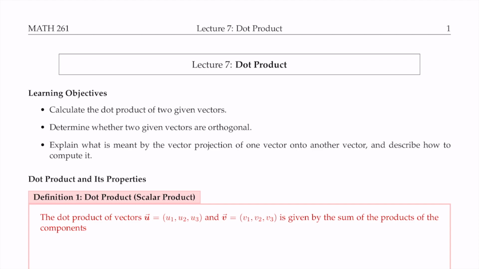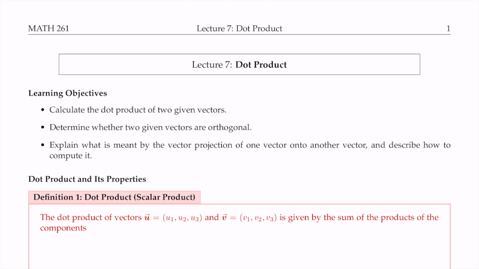The first one is the dot product that we're going to cover in this lecture, and the second type is the cross product, which we will cover in lecture 8. So hopefully at the end of this lecture, we will be able to calculate the dot product of two given vectors, and determine whether the two given vectors are orthogonal. Orthogonal is the definition of perpendicular. So we want to know if two vectors are perpendicular to one another or not.